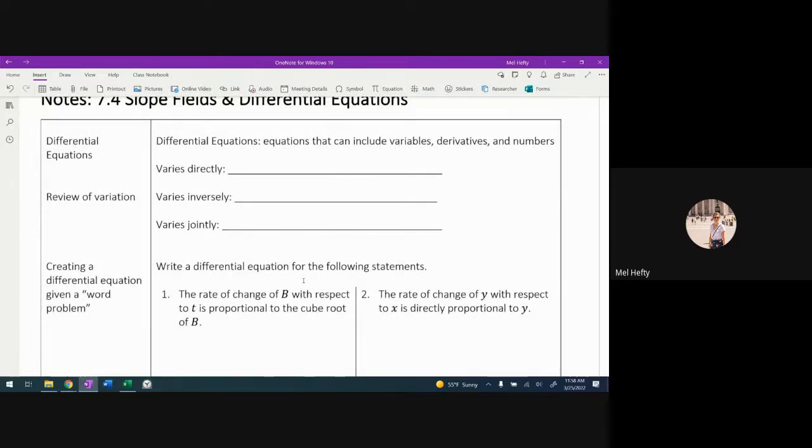So we're going to get a feel for what these could be good for by writing some differential equations, just translating from English into calculus talk. So we're going to review a couple of words that you learned probably in Algebra 2. I know 2 of them get used in Algebra 1. Does anyone remember direct variation, inverse variation, joint variation? Do you remember hearing those words at all? No? Okay, cool.